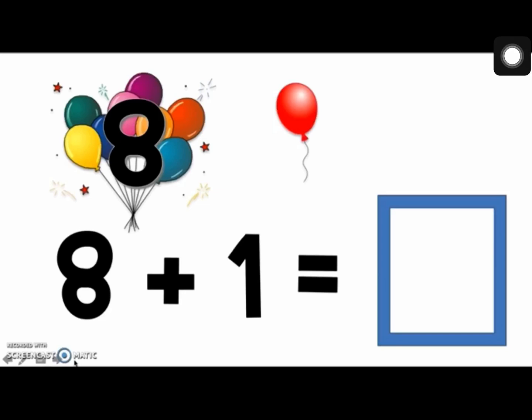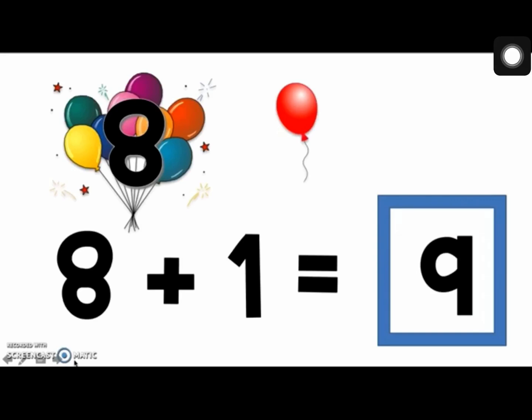We don't need to count on 8. That would be too tricky. Let's just say 8 and we'll count up 1. So put up 1 finger. 8, 9, perfecto. Same thing. I could also use the picture. I see 8 balloons. Tap on the red balloon to make it 9.